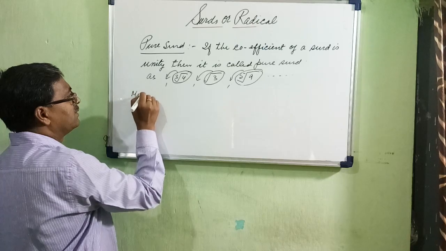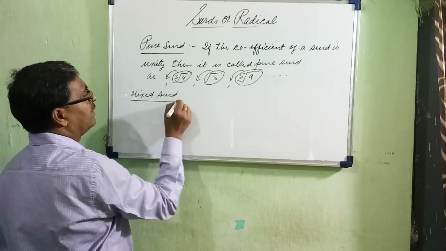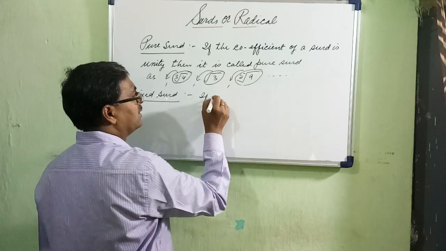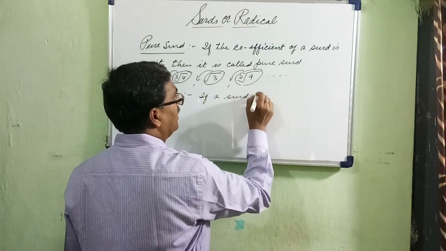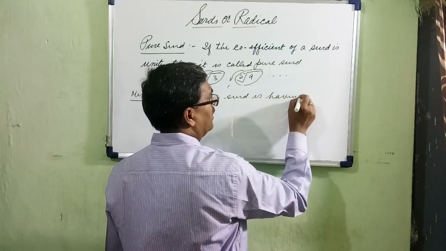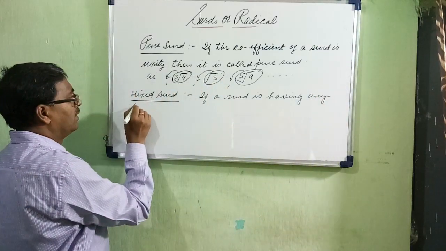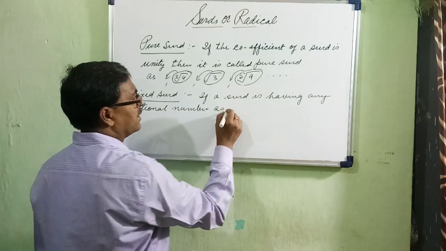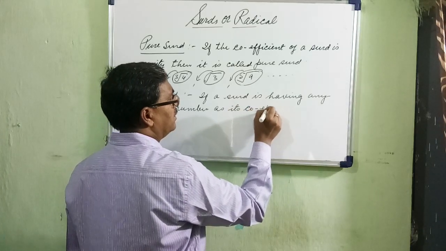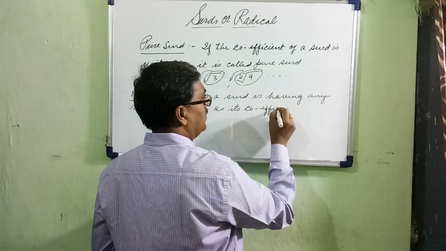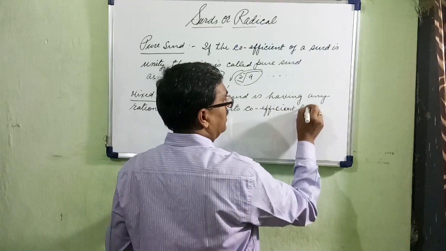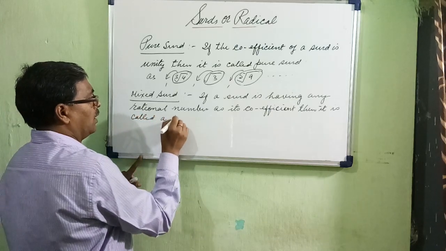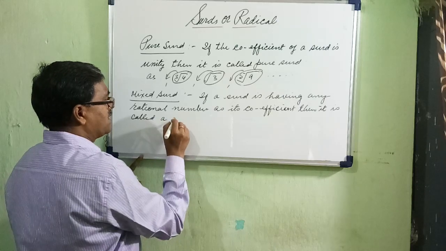Now what is called mixed surd? If a surd is having any rational number as its coefficient, then it is called a pure surd. Sorry, it is called a mixed surd.